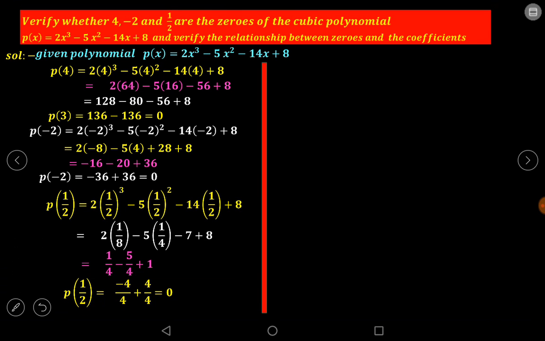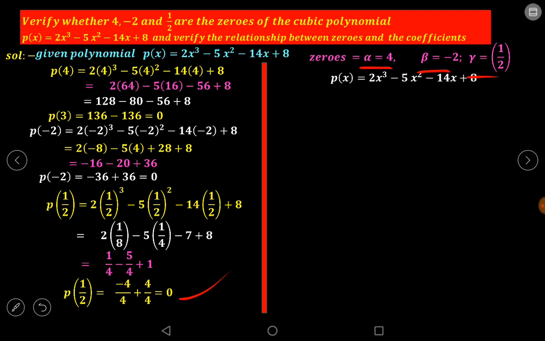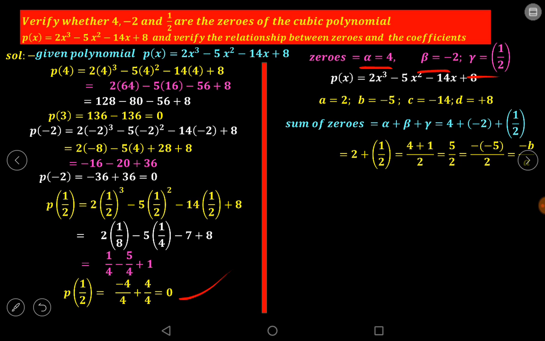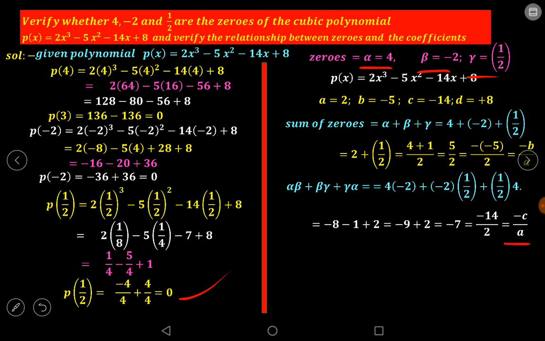Next one, relation. So zeros: alpha equals 4, beta equals minus 2, gamma equals 1 by 2. For the given polynomial, write the coefficients also. Sum of zeros, first one, is minus b by a. Second one, alpha into beta plus beta into gamma plus gamma into alpha equals c by a. Third one, product of zeros, alpha into beta into gamma equals minus d by a. Okay. Write it in the notebook.